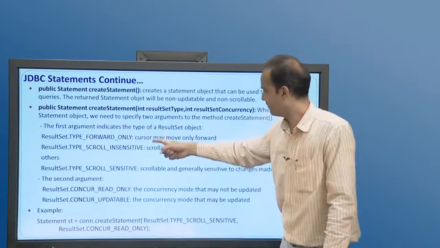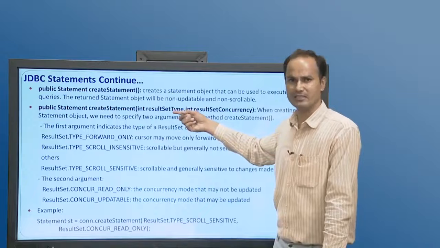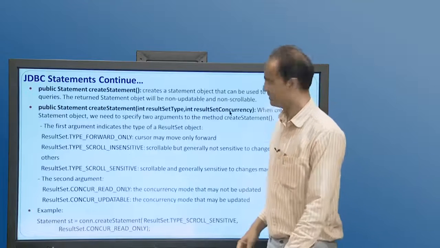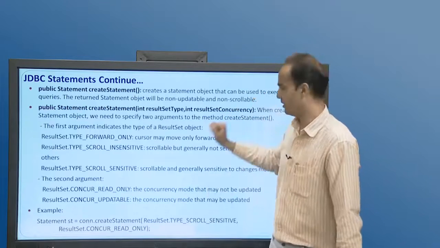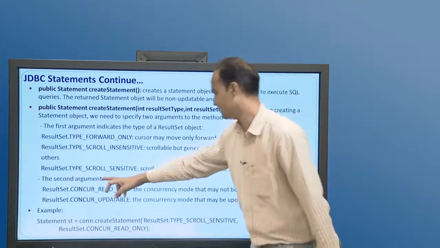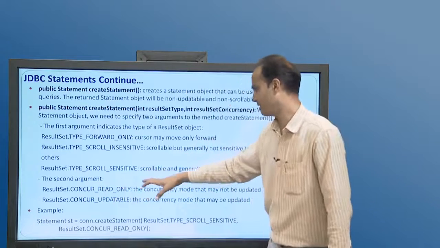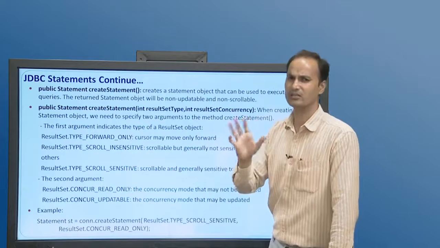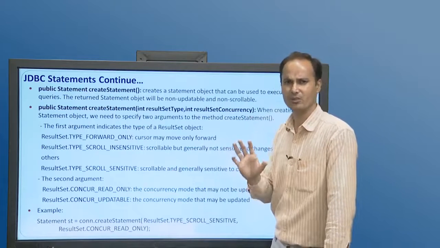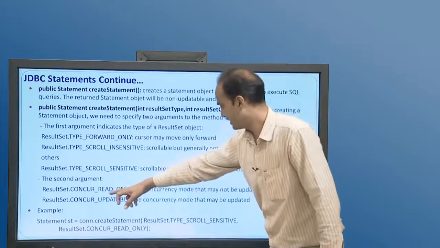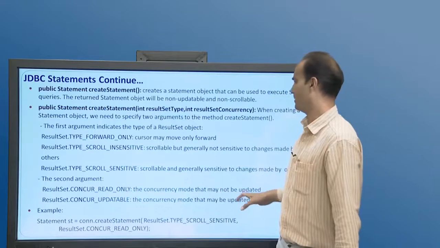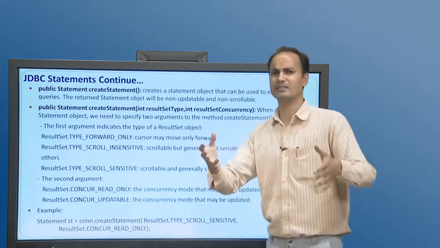Among these three, you can pass any one constant as the first argument. For the second argument, integer result set concurrency, you can pass either of these two: ResultSet.CONCUR_READ_ONLY, which simply creates a result set in a read-only manner, so there will not be any kind of updation or modification. The second is ResultSet.CONCUR_UPDATABLE, the concurrency mode that may be updated. That means you can update the result set.